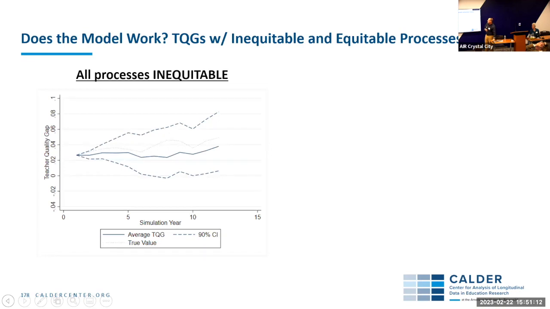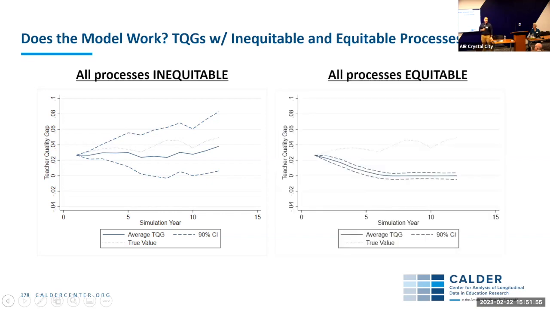If we start with all processes being inequitable, which is the way it turns out it is in the state, what we're looking at is the true value of these teacher quality gaps, the differential between novice and non-novice for different kinds of schools, versus the simulated teacher quality gap, which is the solid line. They track pretty closely, within the confidence interval of the estimates. So it looks like it does a reasonable job of capturing what we would expect.